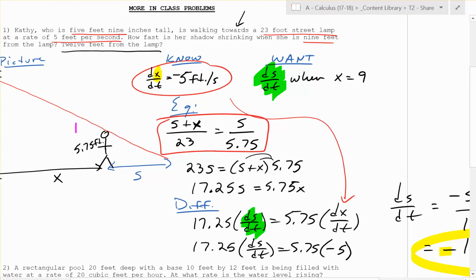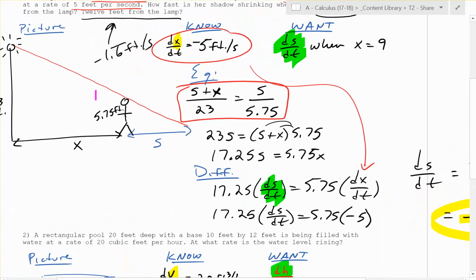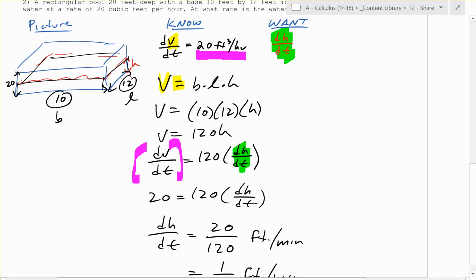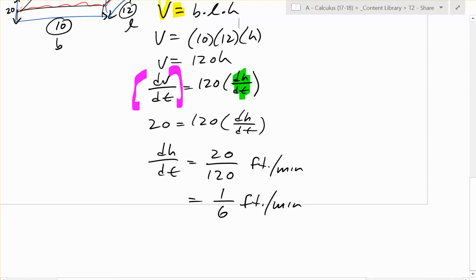So the answer to the second one here is also going to be negative 1.66 feet per second, because look into here. Did we have to use this 9 anywhere? 9 wasn't needed. The length of the shadow, how fast it's changing, is independent of how far she is from the lamp. It's pretty cool. Like down here, we didn't need a time for this, just because dh/dt was changing the same amount everywhere.